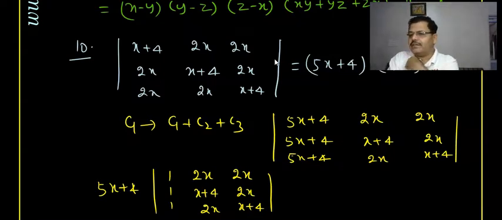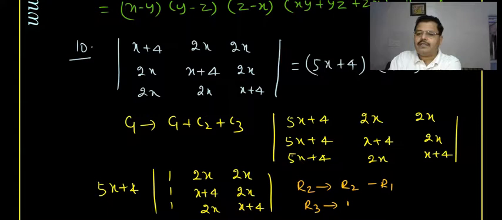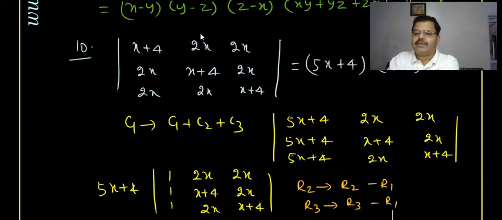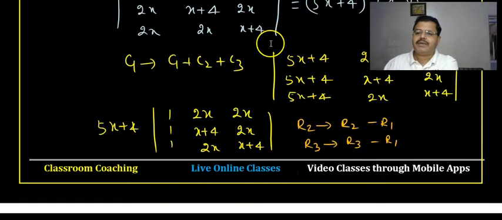Now you need to bring as many zeros as possible in the determinant so that it is easier to solve. We can do R1 minus R2, or R1 minus R3, or R2 minus R3; anything works. Or R2 minus R1 and R3 minus R1 is also possible. So R2 goes to R2 minus R1, R3 goes to R3 minus R1. Why am I doing that? Because R2 minus R1 gives 1 minus 1 is 0, and x plus 4 minus 2x is 4 minus x, and here it will also be 0. One factor, 4 minus x, is required. So you have to see what is required and why you are writing any step. If you know that, it will be easier to solve the questions; otherwise it will be very difficult.